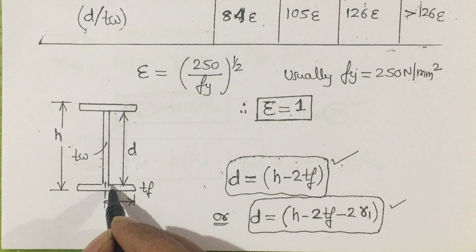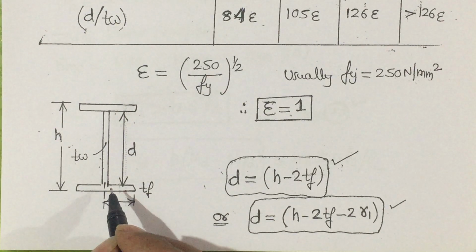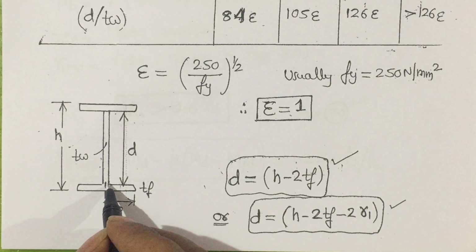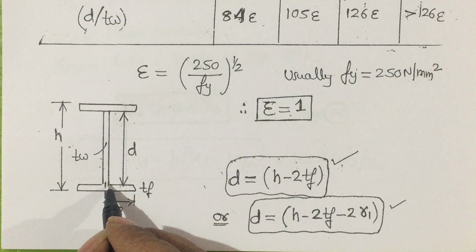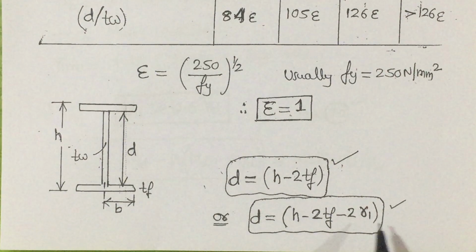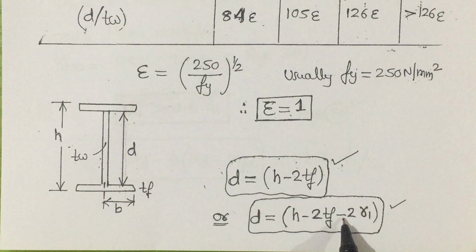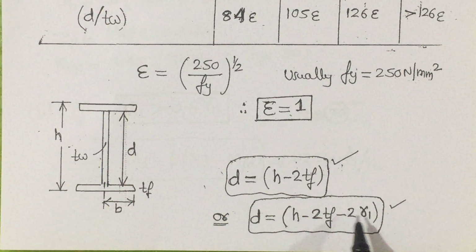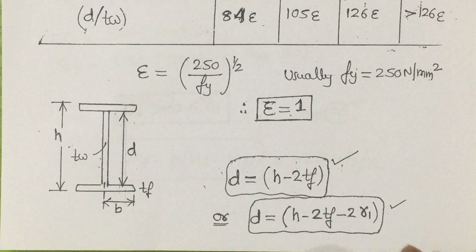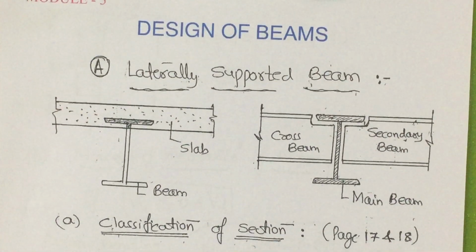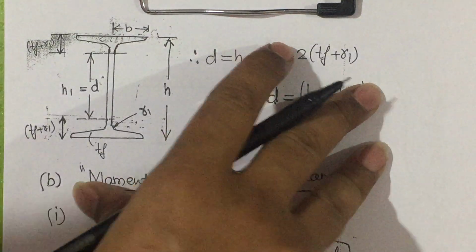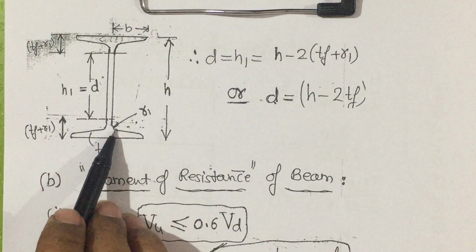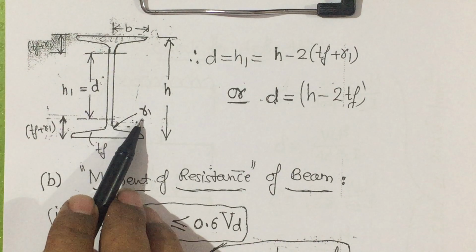Suppose we consider this to be of round shape here, curved shape, nothing but it will have some radius, we call this portion the root, this portion the toe. So, the radius at the root we are going to deduct sometimes. So, H minus 2 Tf minus 2 R1, where R1 is the radius at the root section. Here you can observe the radius at the root.